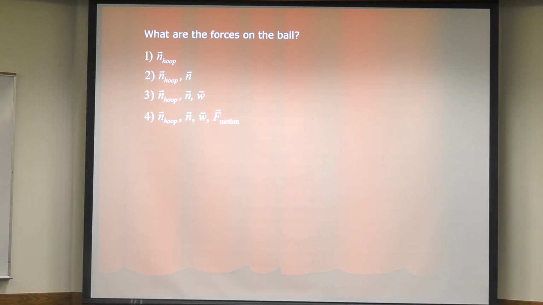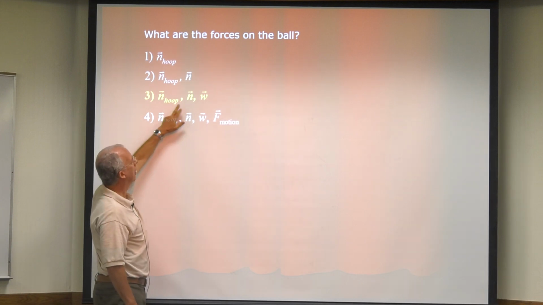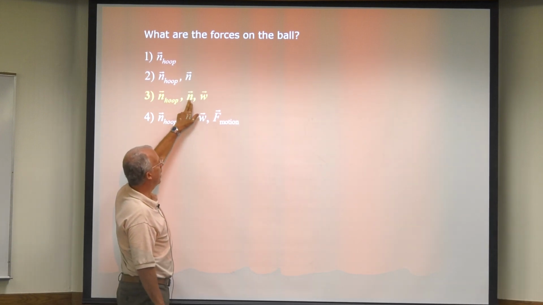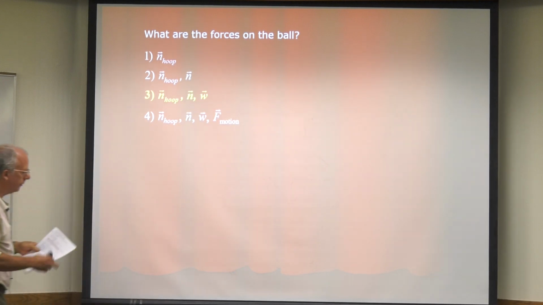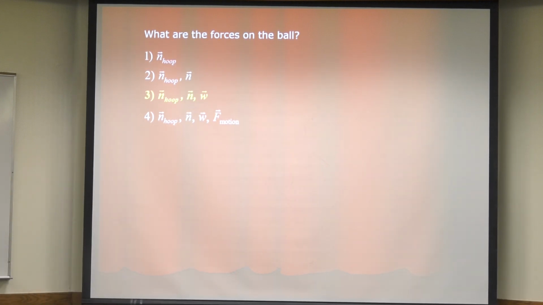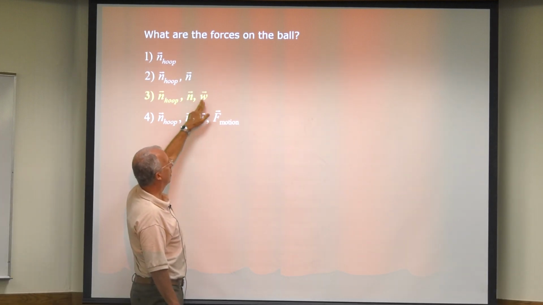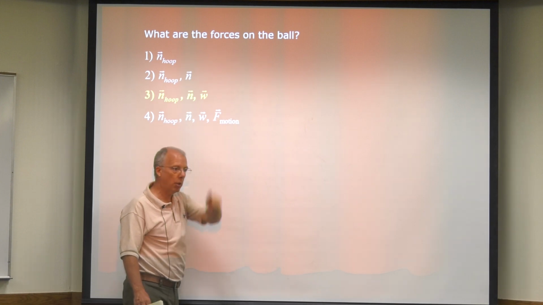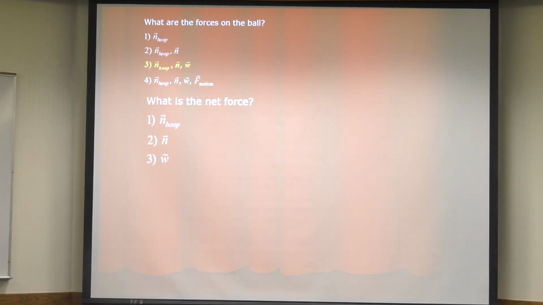So what's the answer? Number 3, right? There's the normal force exerted by the metal hoop on the ball. There's a normal force that the tabletop exerts on the ball. And there's, of course, weight. What's the relationship between the normal force exerted by the table on the ball and the weight? Equal and opposite, because there's no acceleration in the vertical plane. So therefore, what's the net force?